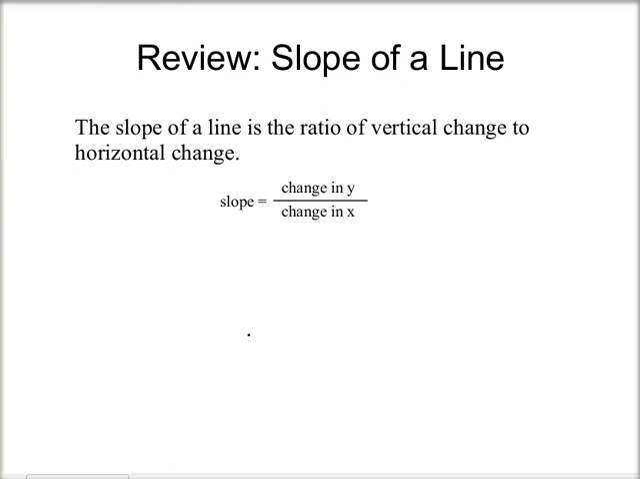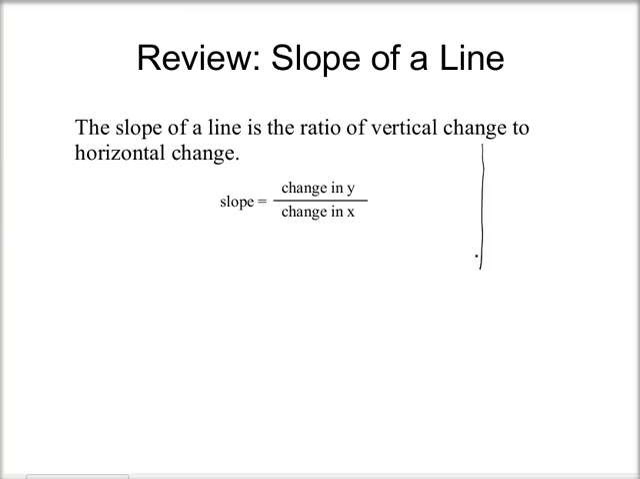Before we move on, let's review the concept of the slope of a line. So the slope of a line is the ratio of vertical change to horizontal change. And that's given in this formula. So slope is equal to change in y over change in x.